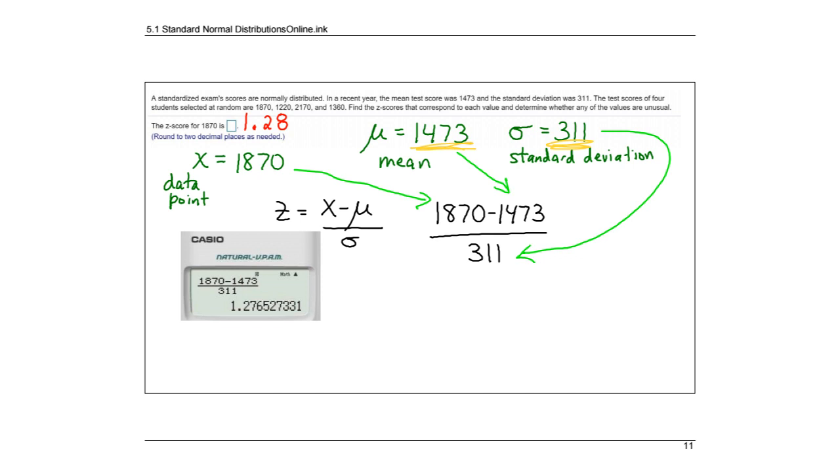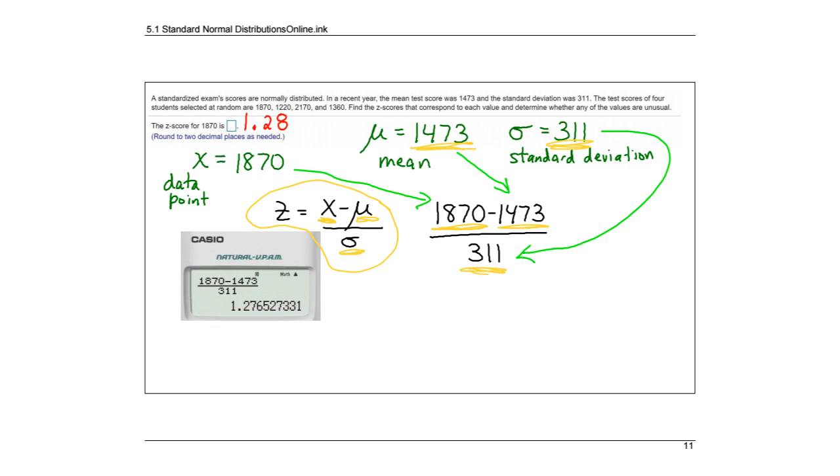All right, so we're going to use our formula for z-score, which means we're going to take the data point that they give us. That goes first. So we're going to take the 1,870. We're going to subtract the mean. So the mean is 1,473. That's going to stay the same for the other scores that you're going to do on your own. And then we're going to divide by the standard deviation. That's the 311.